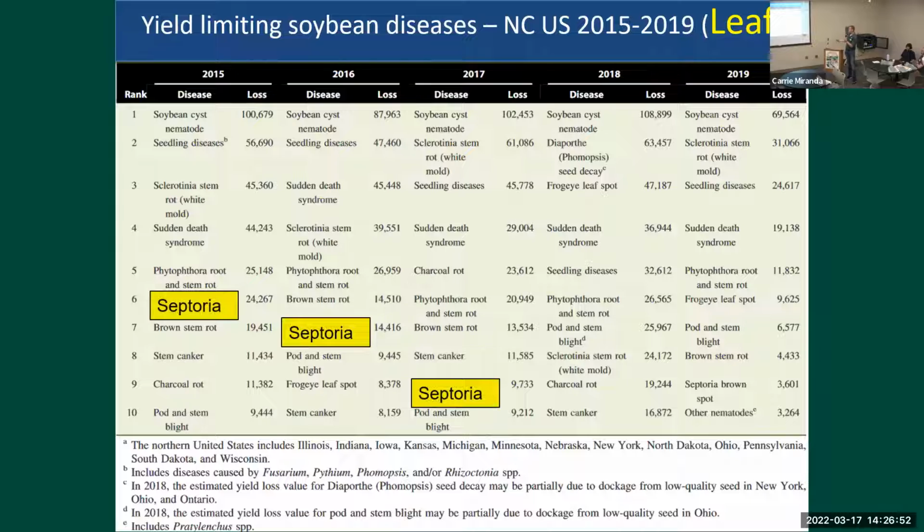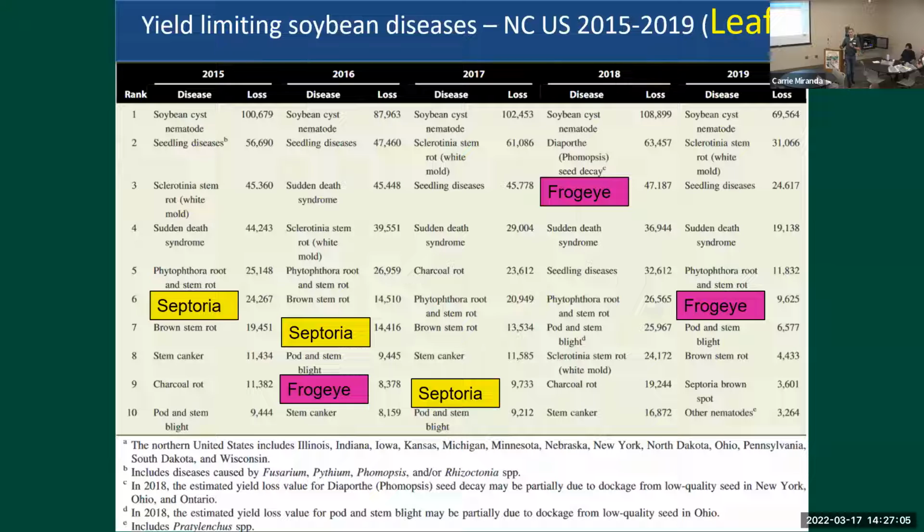And then leaf diseases, I'm making note, there's 2 of them on this list, Septoria and frog eye. But again, I want to note that frog eye has not been around in North Dakota that much and is not really actively managed at this point. And that's because it's not taking away as much yield as other states in the North Central region.